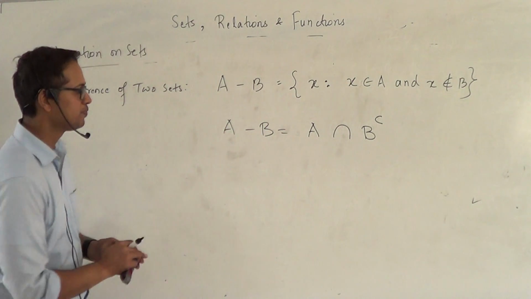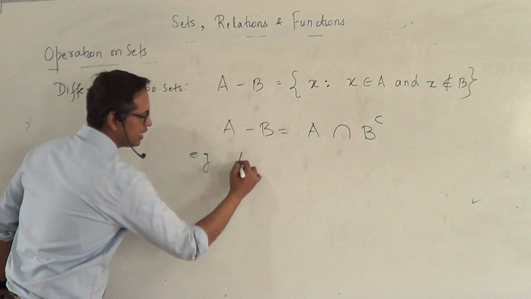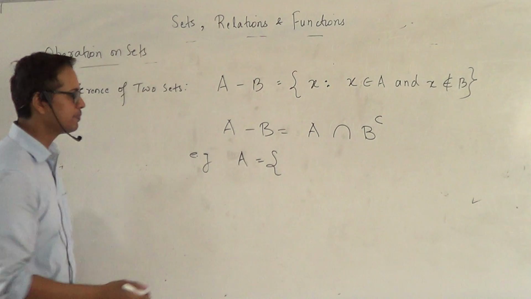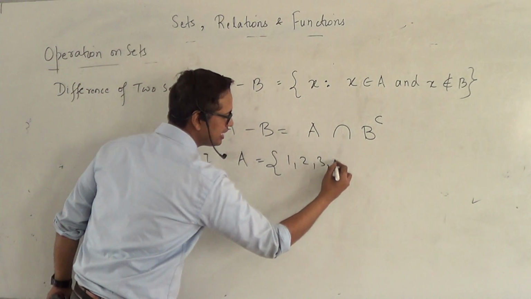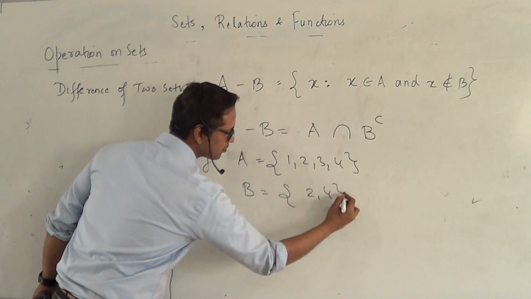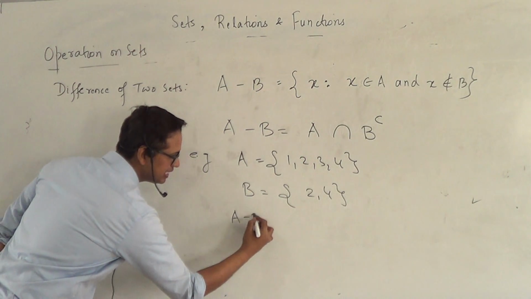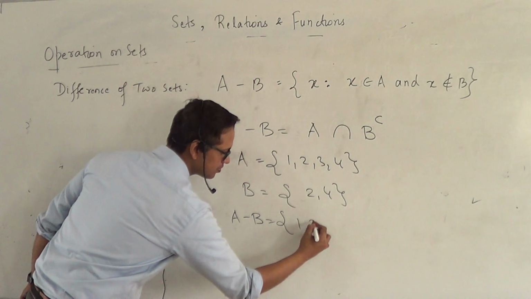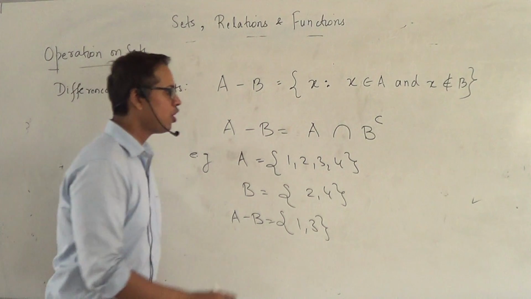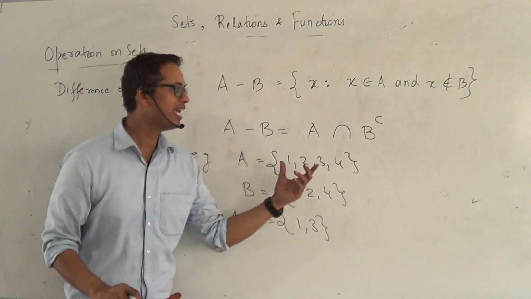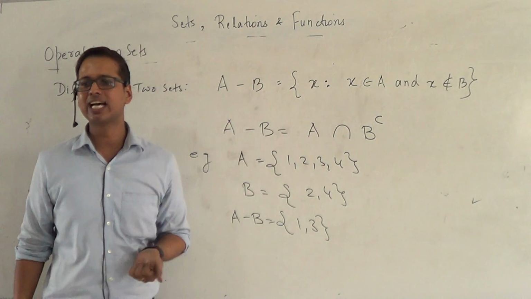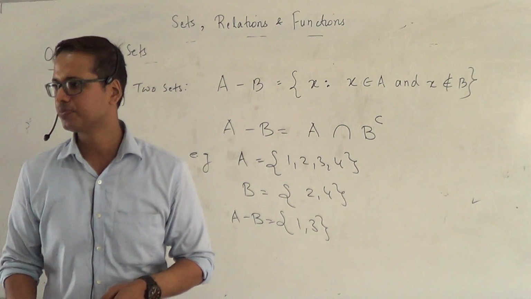I'll give you an example. I'll talk about B complement in some time. Let's say A is 1, 2, 3, 4. B is, let's say, 2, 4. Then what is A minus B? 1, 3. Are you getting it? So all the elements which belong to A but not to B will be listed under A minus B, also written as A intersection B complement. Okay.